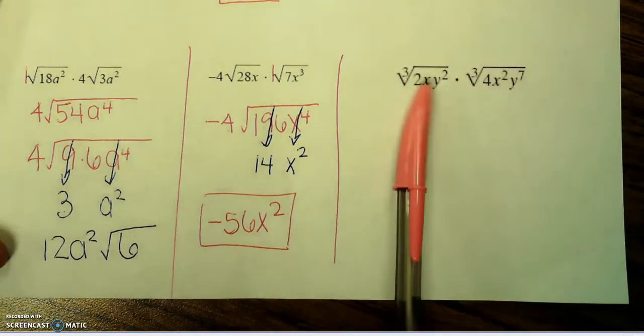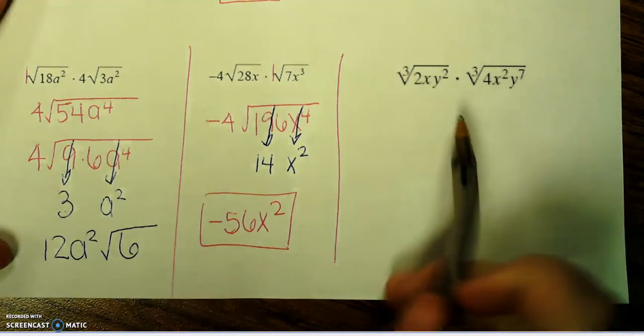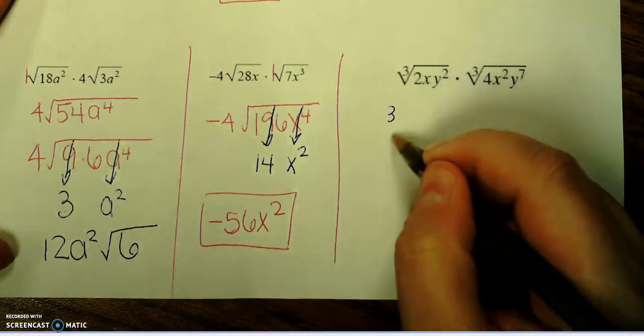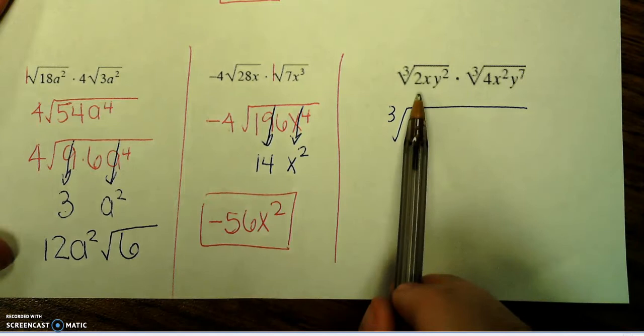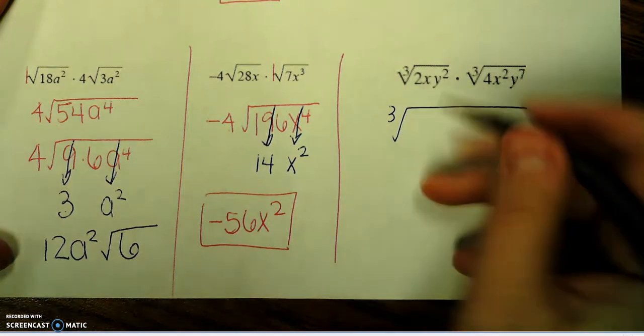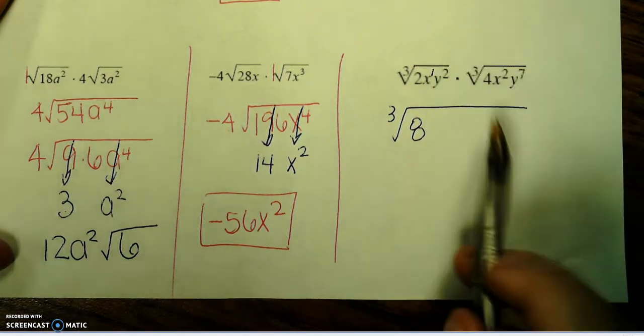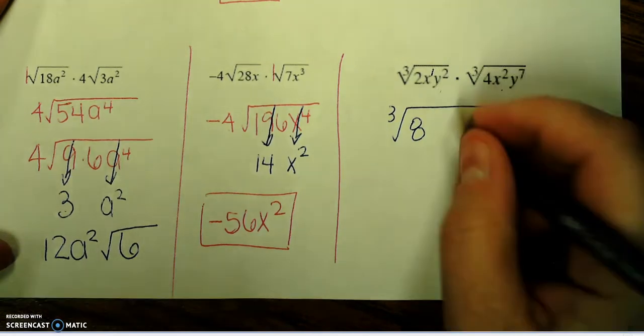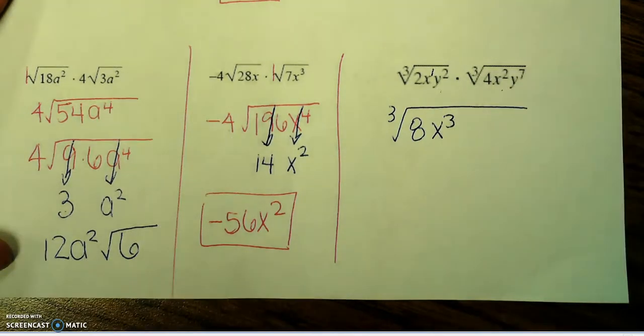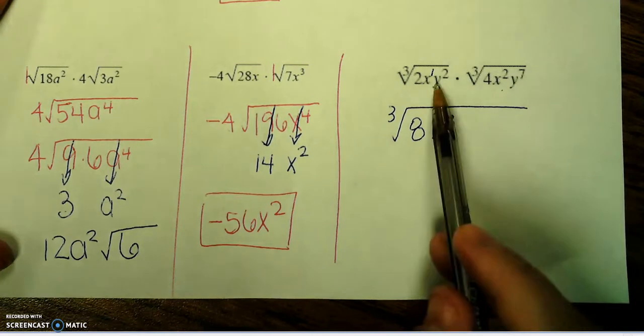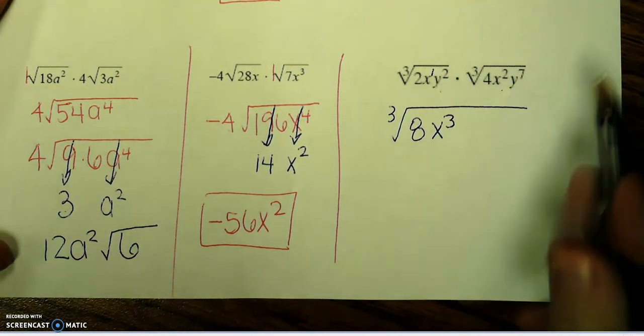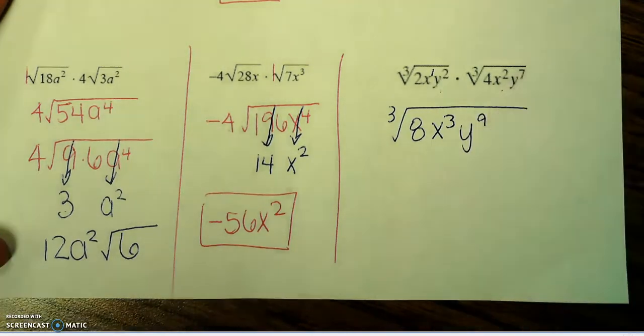Now, one more. These are both cube roots. So I'm going to go ahead and squish them together into a single cube root. 2 times 4 is 8. This would be x to the 1st, x squared, so that would become x to the 3rd. We're adding the exponents. Y squared times y to the 7th. We're going to add the exponents. We're going to get 9.